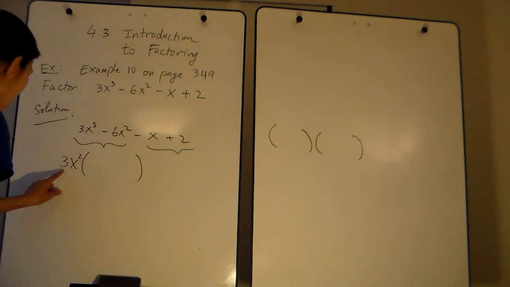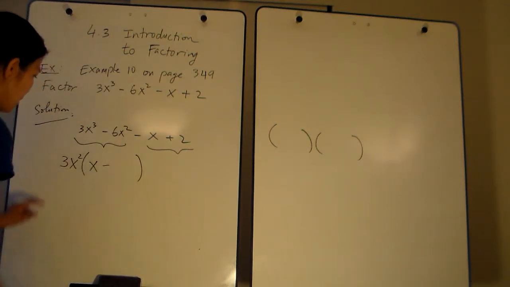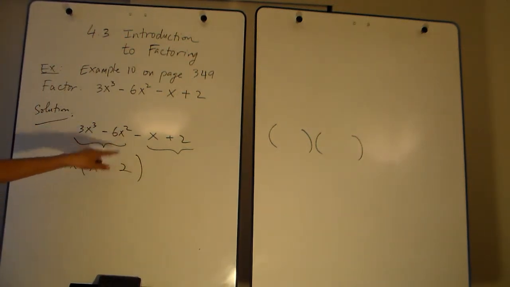Alright. 3x squared times what equals x to the third? What it's missing is x, right? So 3x squared times x is 3x to the third. Minus, we factor a positive number, so the sign right here stays the way it is. Now 3x squared times what equals 6x squared? Gotta be 2, right? 3 times 2 is 6x squared, okay?